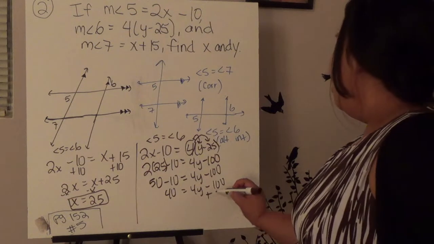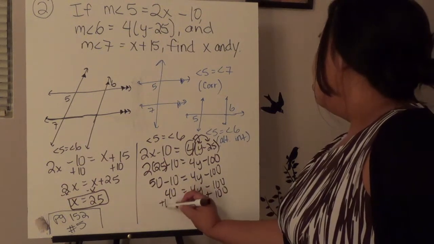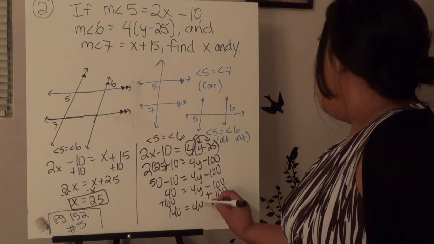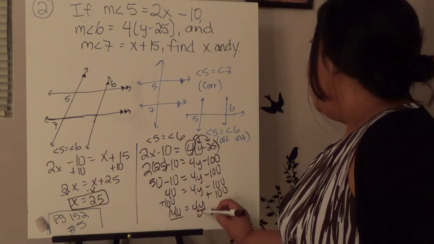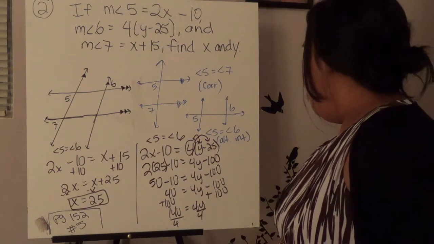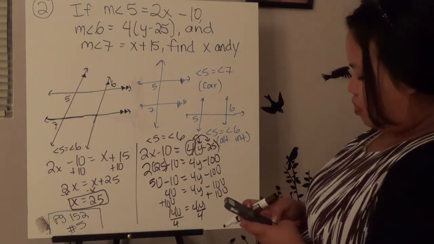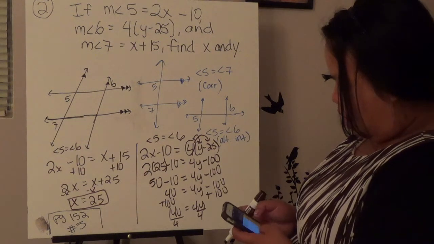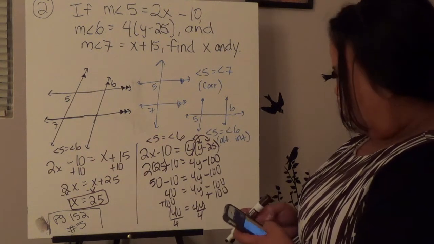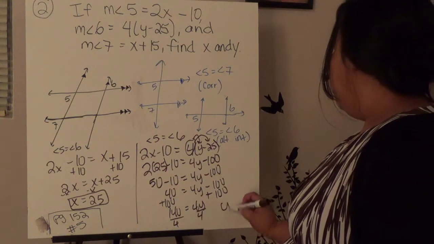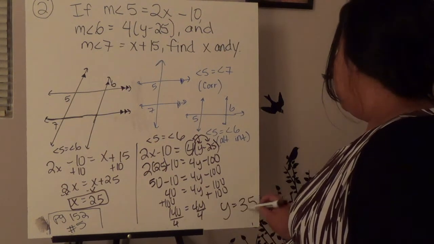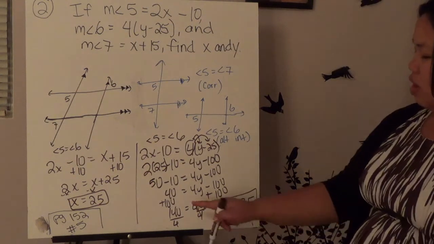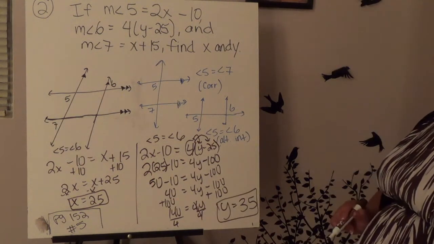I'm going to add 100 to both sides. I get 140 equals 4y, and then I'm going to divide both sides by 4. 140 divided by 4 is 35. So y equals 35.